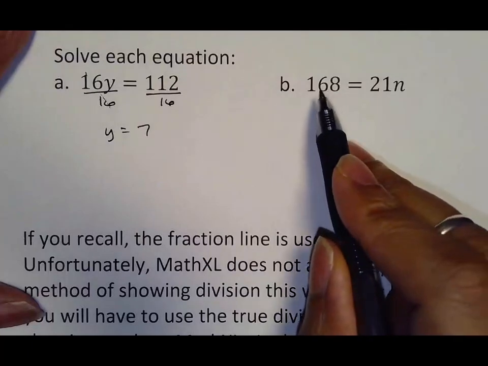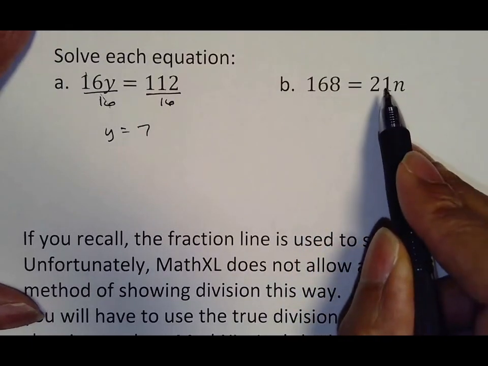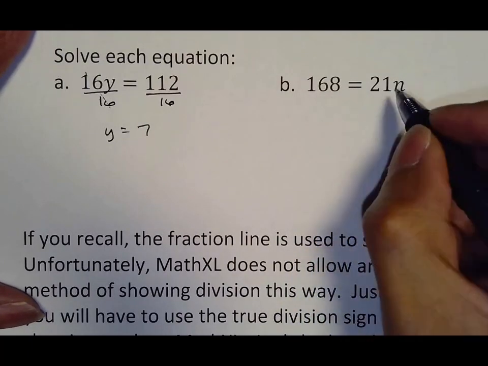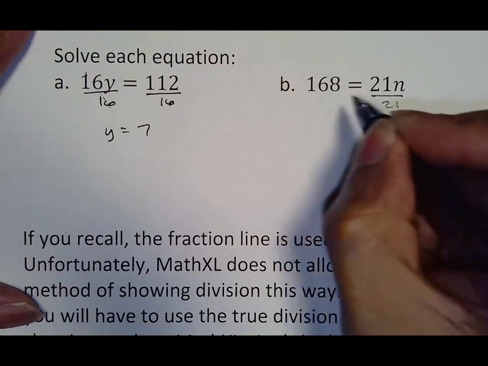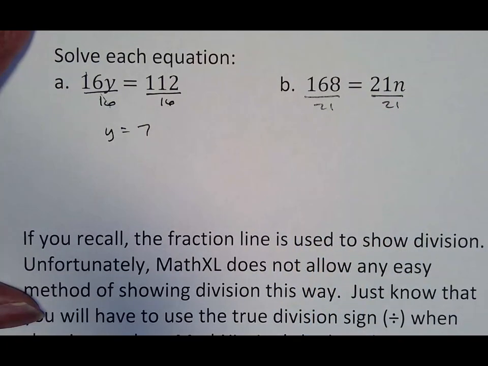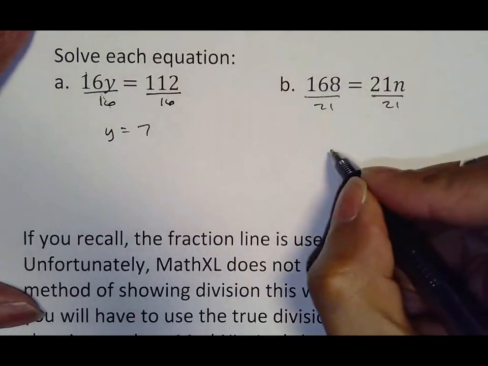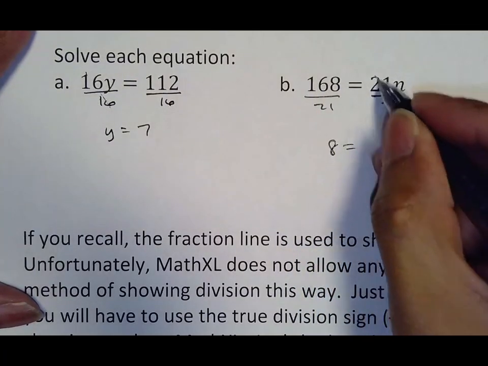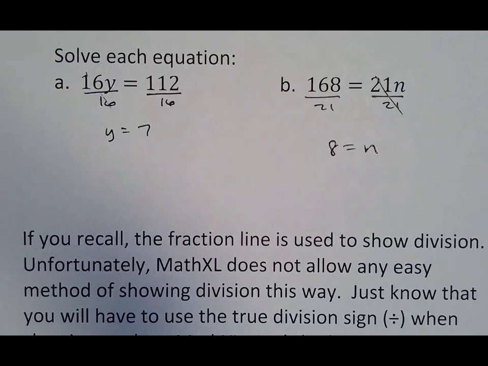Same situation over here. 168 equals 21n. That is 21 times n, which means to move the 21, I would divide by 21. That's times 8. So that would be 8 equals, and again, that goes away, equaling n.